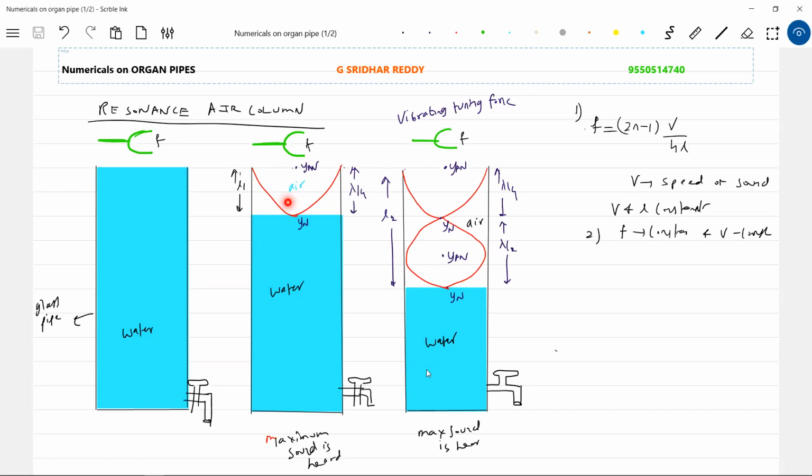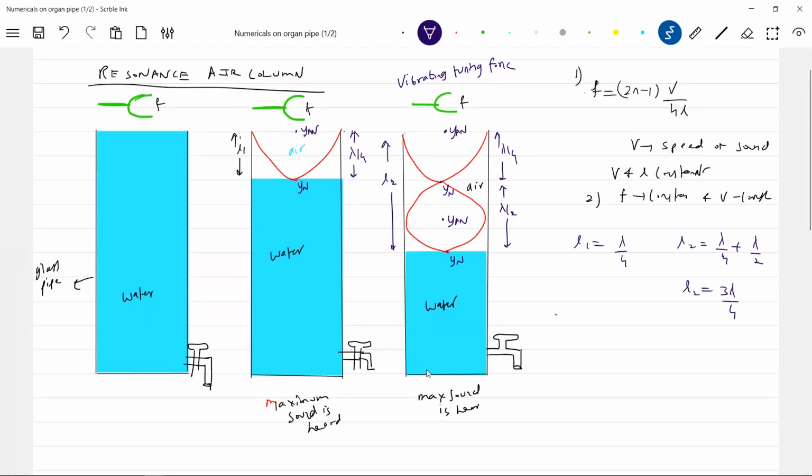Okay, what is our question? We have to find out the speed of sound in this air. What is the formula for that? First, L1 is lambda by 4. L2 is equal to lambda by 4 plus lambda by 2, so this should be equal to 3 lambda by 4. Do I know L1, L2? Yes, L1, L2 are measurable. I do have a scale, so I'll measure the lengths L1, L2.